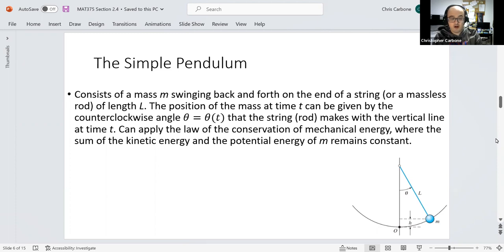We can apply the law of the conservation of mechanical energy, where the sum of the kinetic energy and the potential energy of a mass m remains constant. And as you can see, our swinging of that pendulum from back forward and backward.